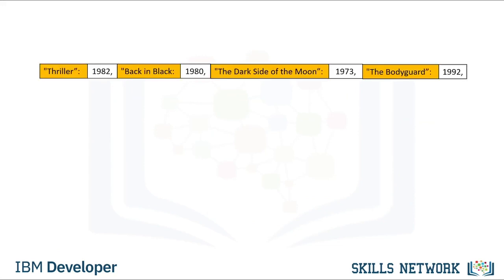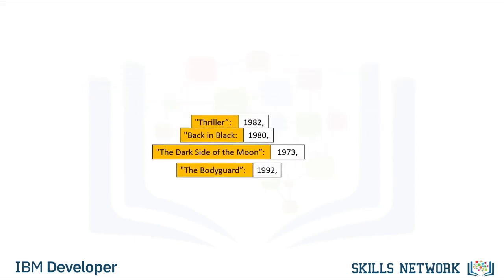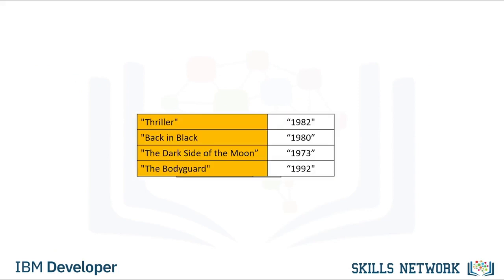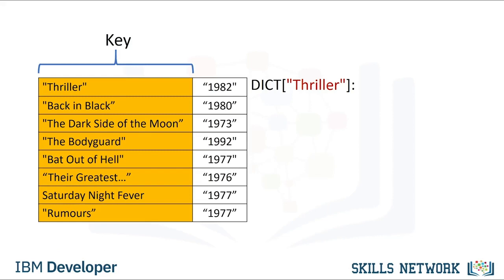We can use yellow to highlight the keys and leave the values in white. It is helpful to use a table to visualize a dictionary, where the first column represents the keys and the second column represents the values. We can add a few more examples to the dictionary. We can also assign the dictionary to a variable. The key is used to look up the value.